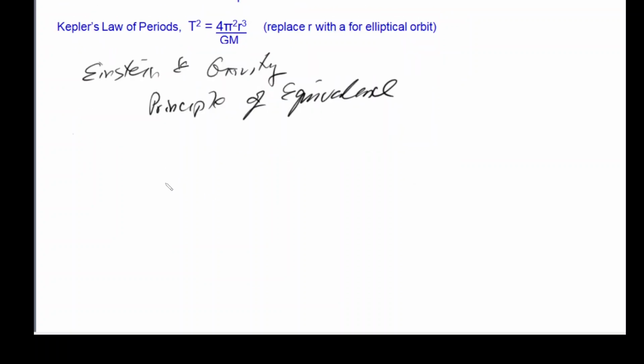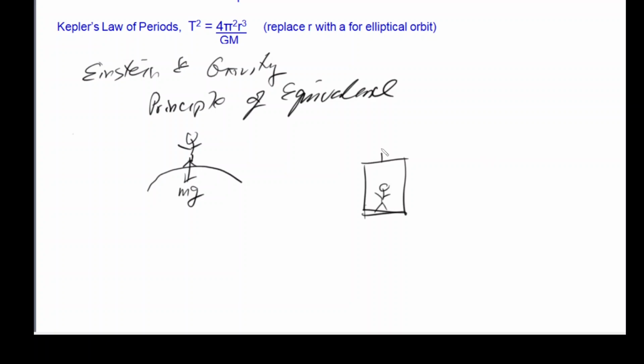So what does that mean? If you're standing on the Earth, you have a weight mg. Now let's say you're enclosed in a box or an elevator, and you're standing there, and you're in space, and it's not moving. Well, you'd be floating around in that enclosed box, and you wouldn't feel any gravity.